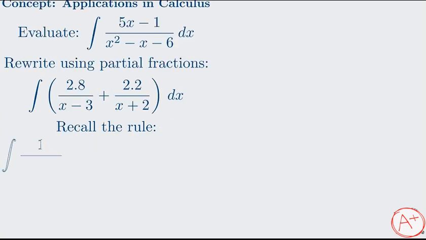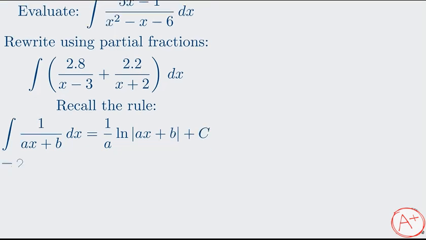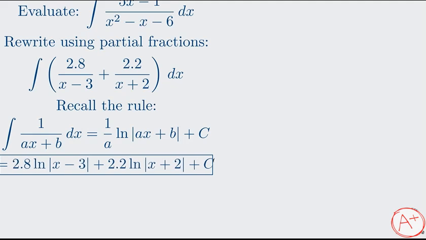The integral of 1 over ax plus b is 1 over a times the natural log of the absolute value of ax plus b, plus c. Applying this to each term, we get 2.8 times the natural log of the absolute value of x minus 3, plus 2.2 times the natural log of the absolute value of x plus 2, plus c. By breaking the complex fraction down, we turn a high-difficulty calculus problem into a straightforward application of log rules. Always look for this strategy when you see a rational function inside an integral.